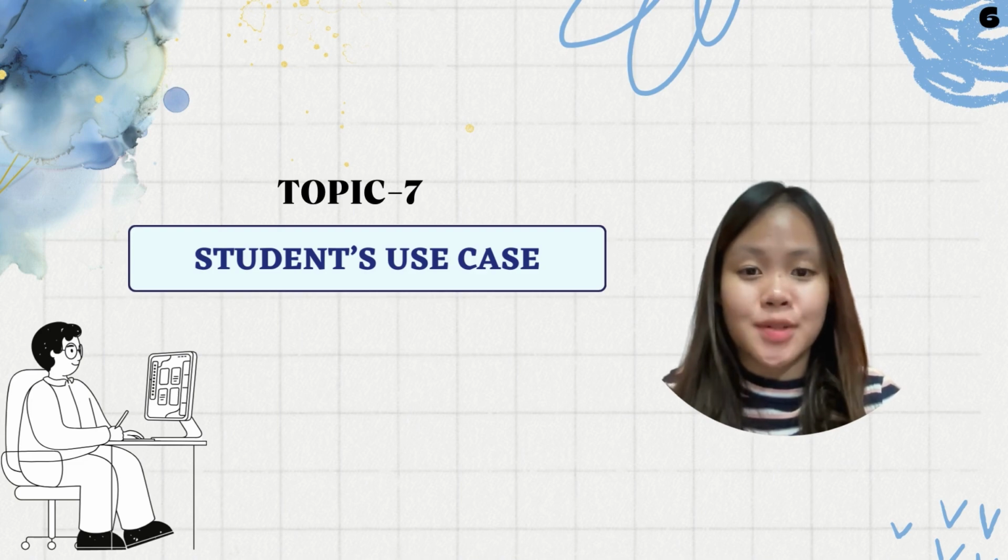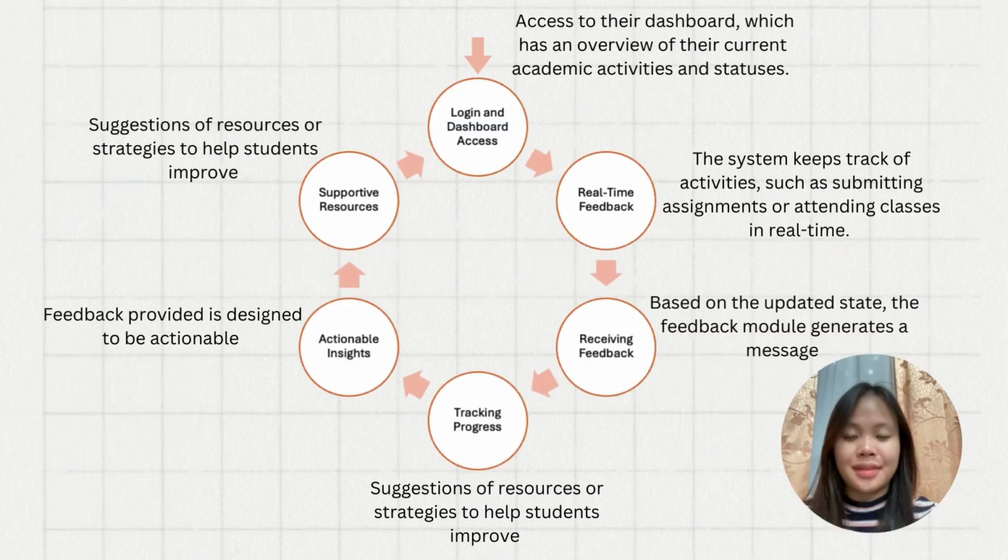We will now discuss the students' use case. Here is the students' app cycle. First, it will start with login and dashboard access. This is where students access their dashboard, which has an overview of their current academic activities and status.